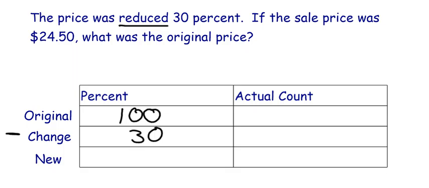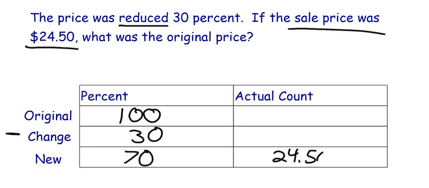And so as we look at this, we have 100 minus 30 to give us our new percentage, which is going to be 70. And so that's what makes it look just a little bit different than what we've done in the past, because we have to subtract that change, not add that change. Now, our problem says that the price, this new price that we came away with, was $24.50.